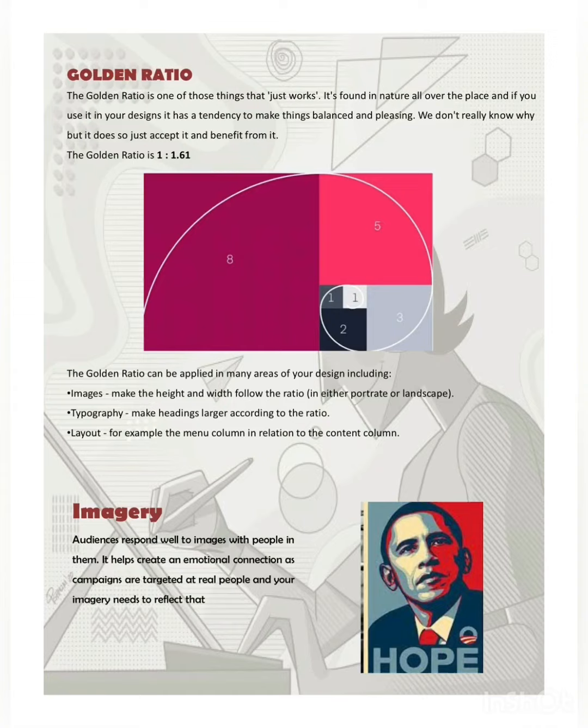Now, in imagery, as it says, the audience responds well to images with people in them. It helps create an emotional connection, as campaigns are targeted to real people, and your imagery needs to reflect that. What is this saying? Let me give you an example. Like the picture here, you can see Obama's face and the inscription "Hope" written under it. During Obama's campaign, his campaign theme was hope, giving hope to America itself. They didn't just write hope; they put his face there. It's his face giving that form of hope at the same time.